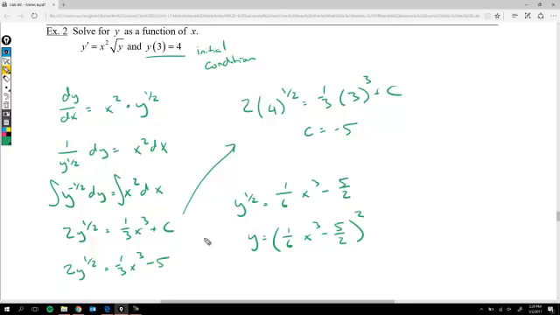I usually like to do it right here because it's a lot easier to plug the initial condition into this step, but you could have simplified it all the way to the end and gotten your general solution and then plugged it in there, and you would have gotten the same answer. You would have gotten c to be whatever, but you would have gotten the same answer in the end.